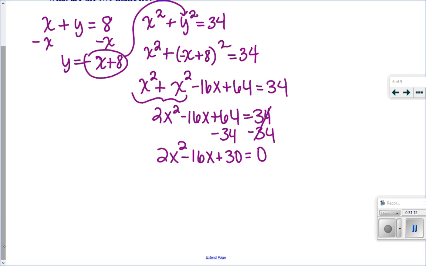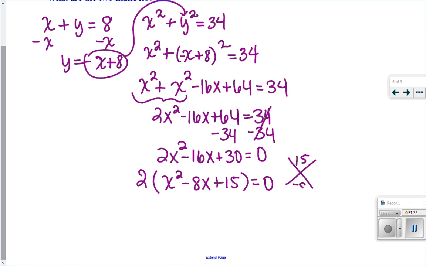Is there a GCF? There is. 2 goes into all of this. That's great news. If I factor out that 2, that leaves me with x squared, negative 8x, and 15. And that actually allows me to use a simpler trinomial factoring method. So if I can find 2 factors that multiply to 15 but add up to negative 8, then I'm pretty much almost done here. And I know that that is going to be negative 3 and negative 5. Those multiply to positive 15, but they combine to negative 8. So I know that this factors into x minus 3 and x minus 5.